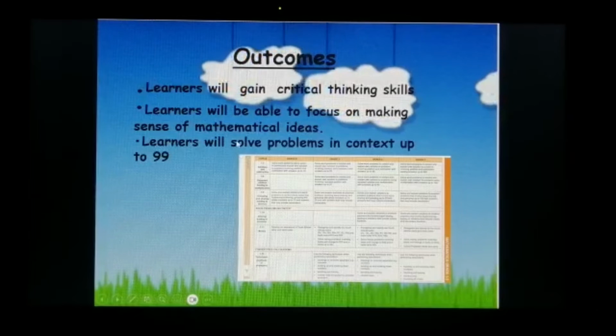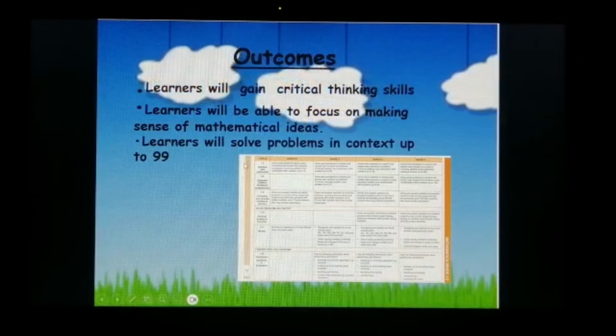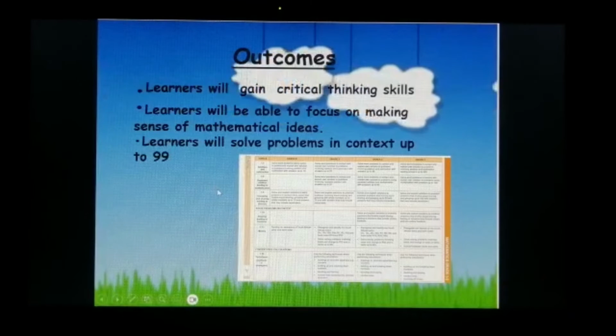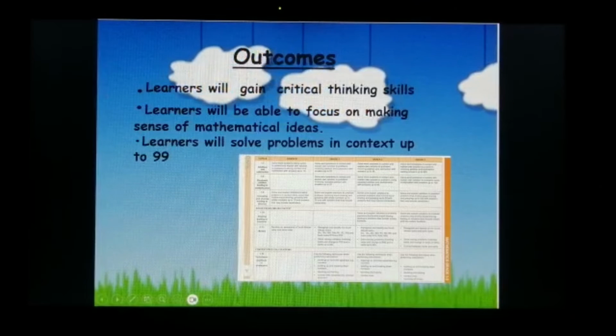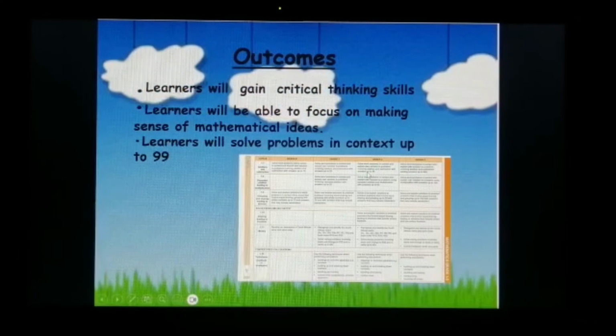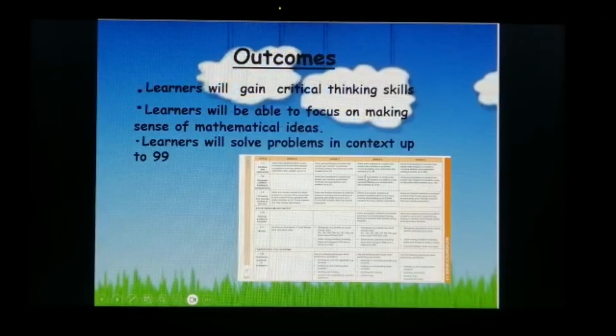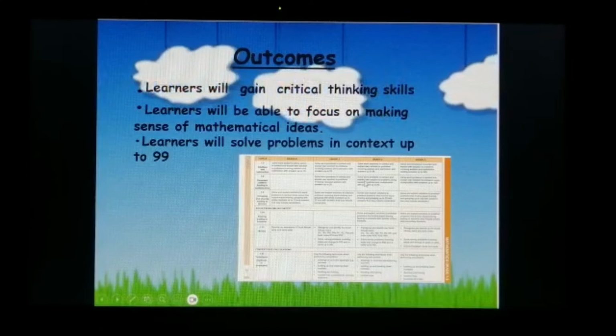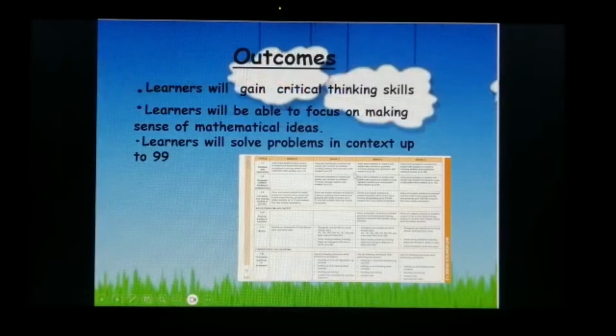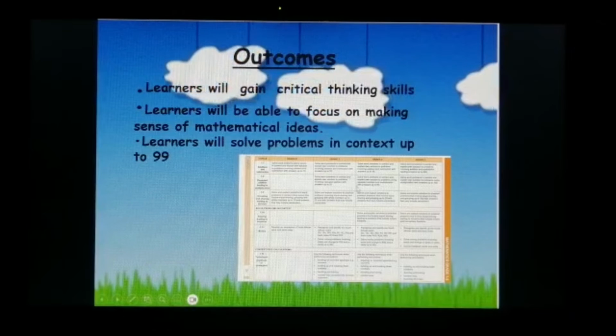Now remember, as I said earlier, we are working with the CAPS document. So in the CAPS document here, it says that you need to be able to solve problems in context up to 99. So basically, your outcomes are linked to your CAPS document.